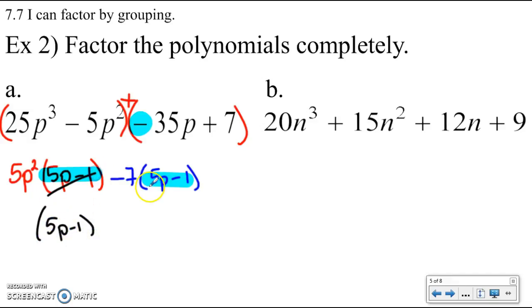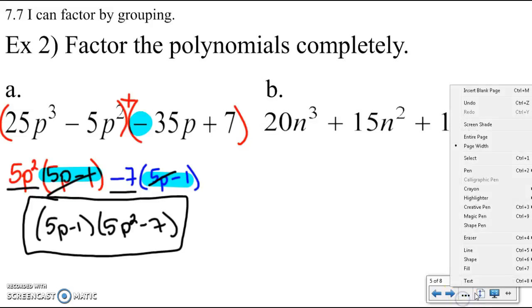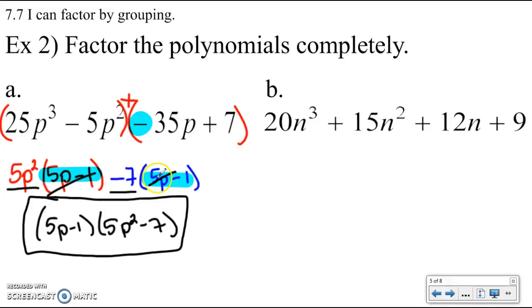Okay, so I'm factoring that out. That's gone. And this and that, 5p squared minus 7, make my second group. That's the final answer. Okay, you can check that by foiling or using your box. I'm going to go ahead and leave that up to you and do one more problem.